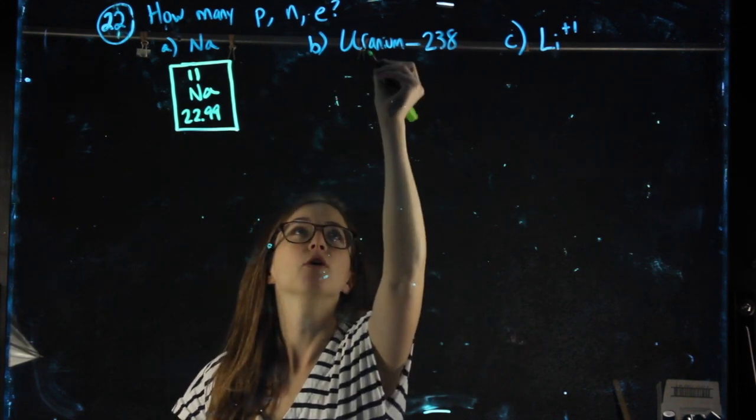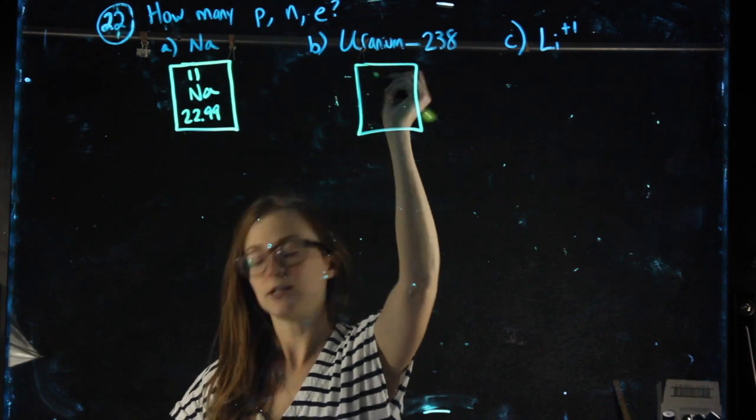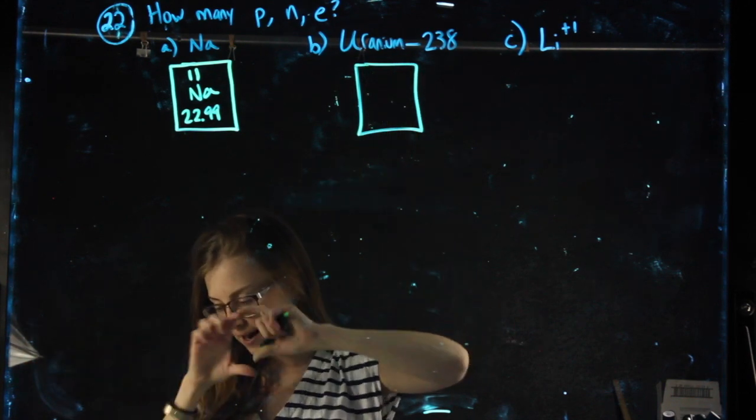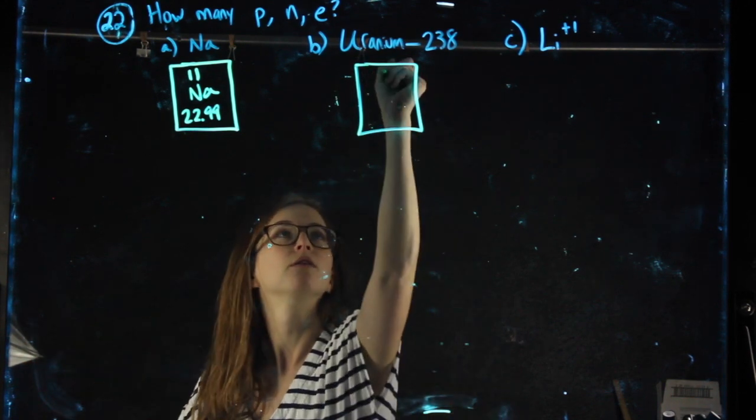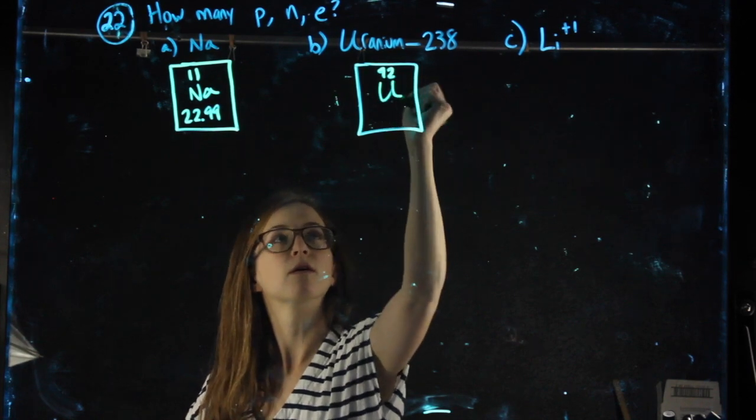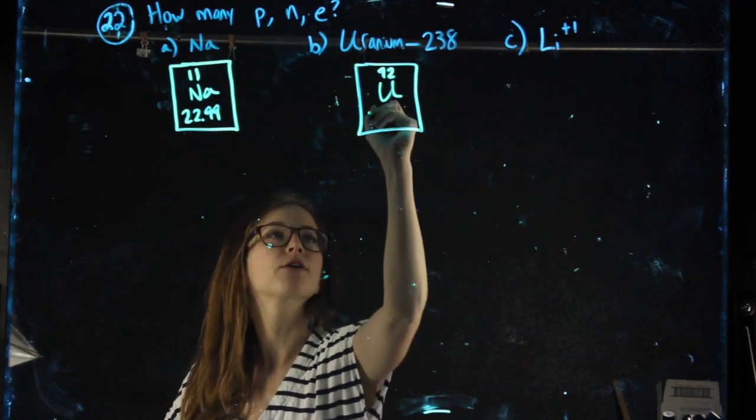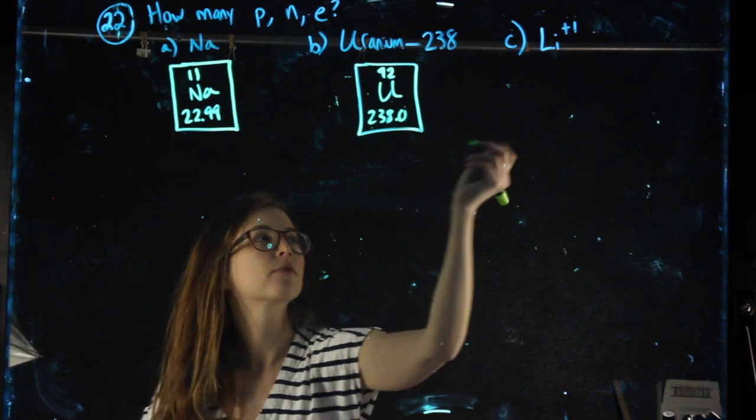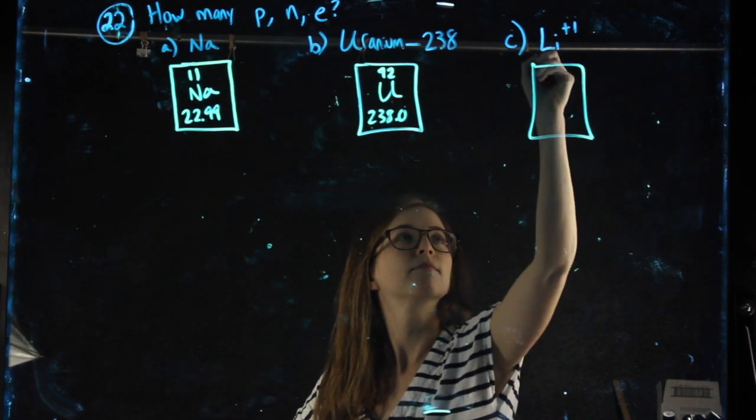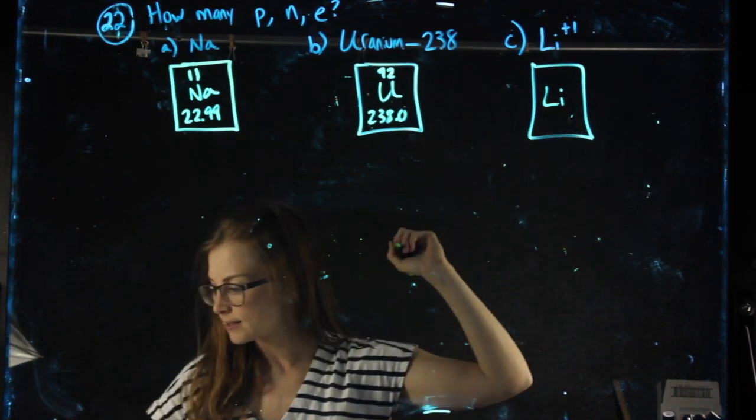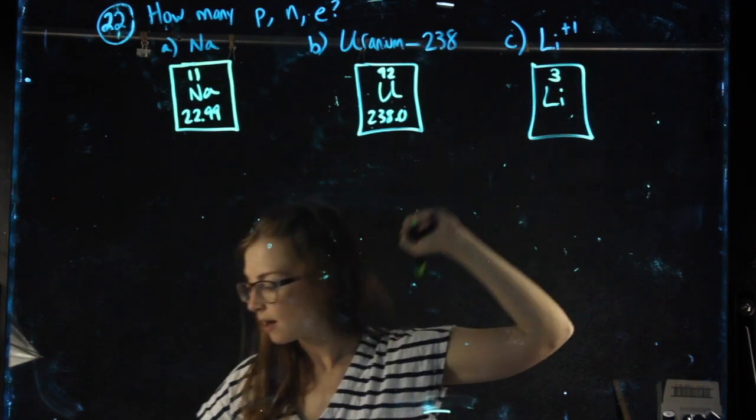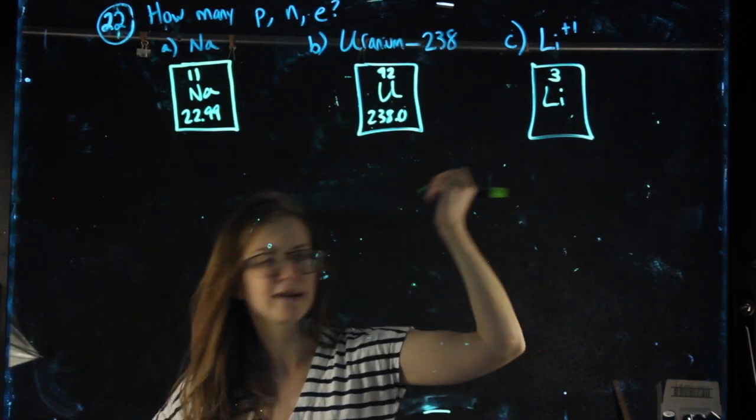through the problem. Uranium is all the way down at the bottom in that F block. It's number 92. And it says 238.0. Lithium is number 3, upper left side. It says 6.938.